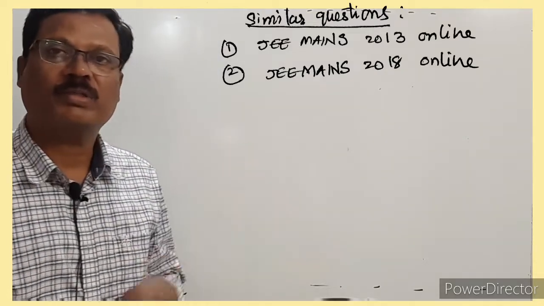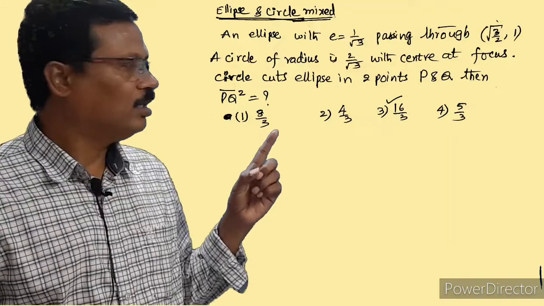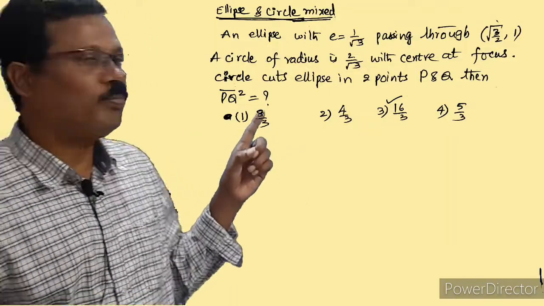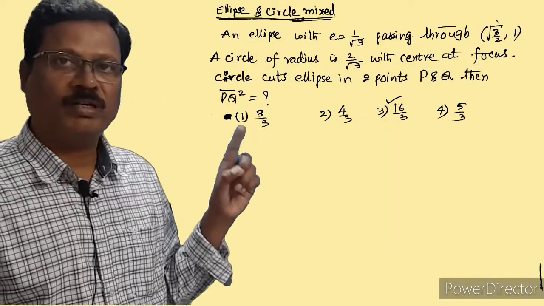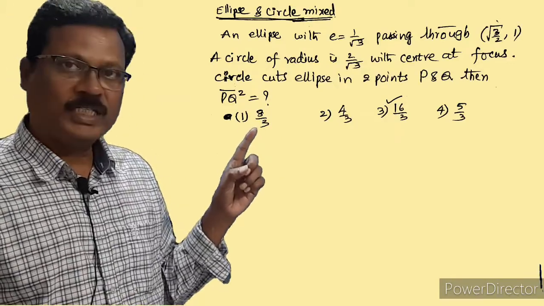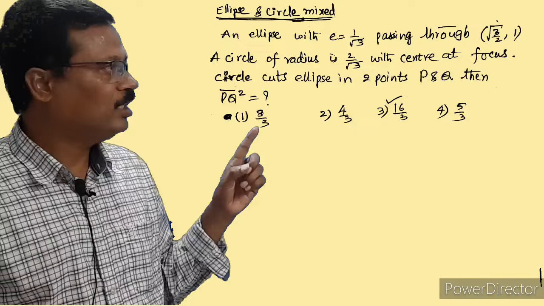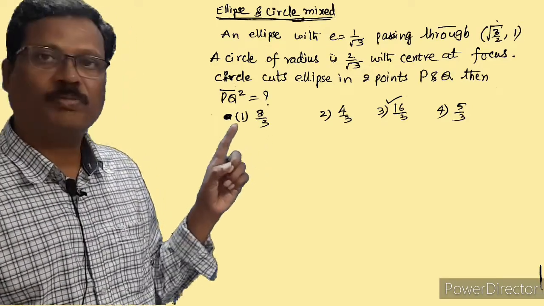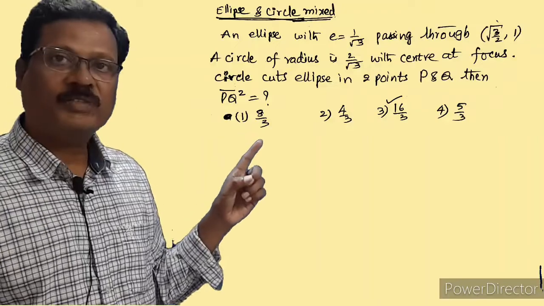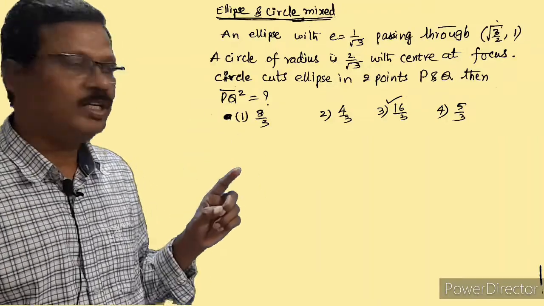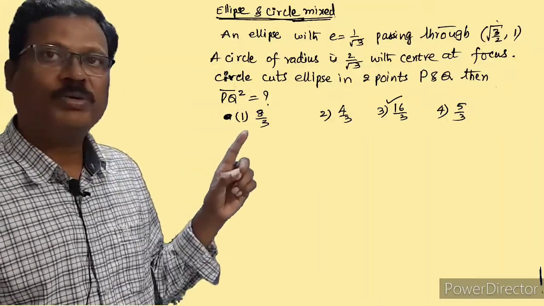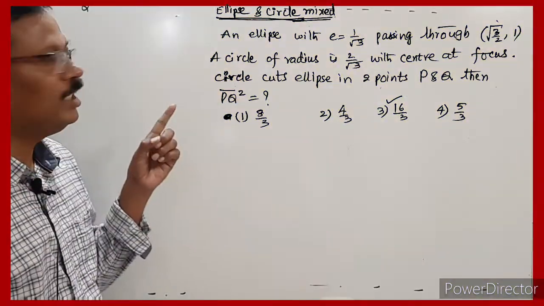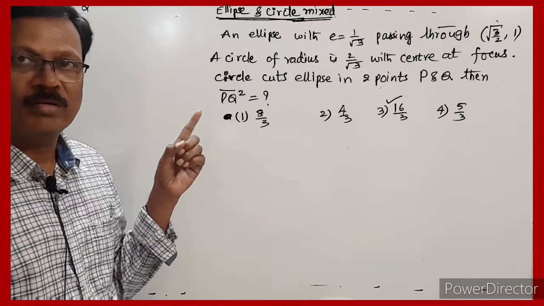Next question: an ellipse whose eccentricity is 1 by root 3 passes through the point (root 3 by 2, 1), and a circle whose center is at the focus cuts the ellipse at two points P and Q. If the radius of the circle is 2 by root 3, then what is PQ square? This is a combined ellipse and circle problem.